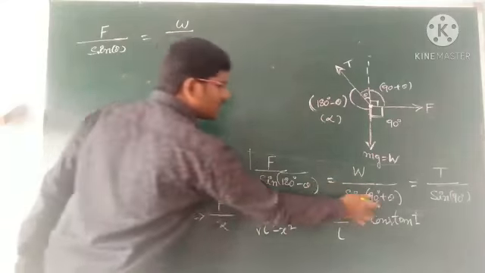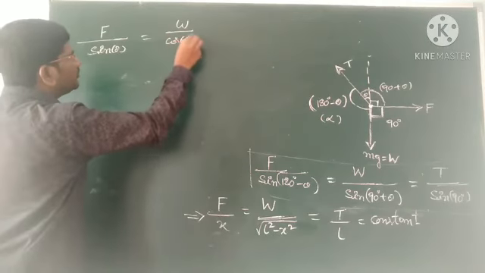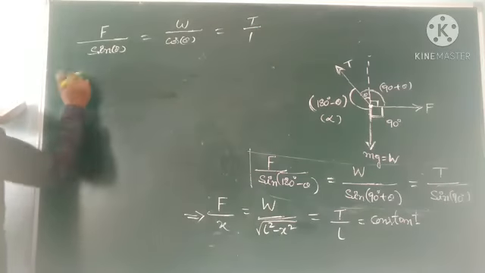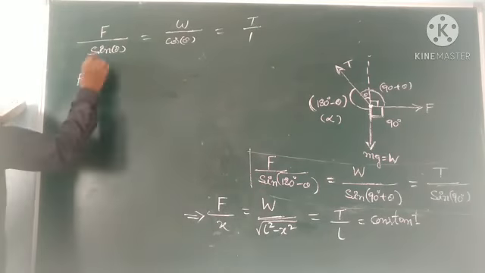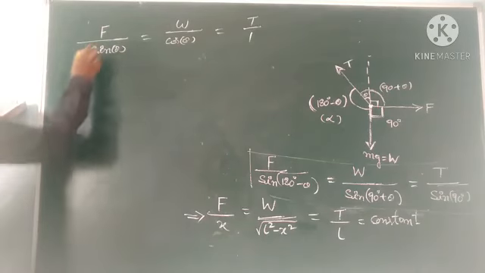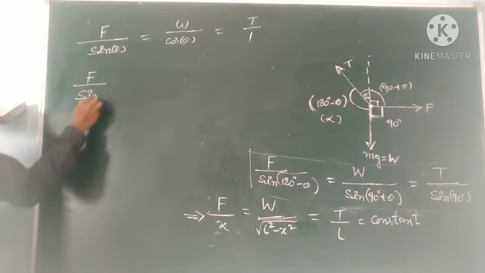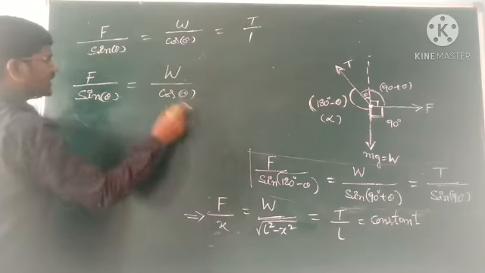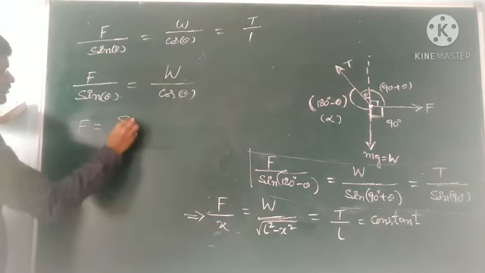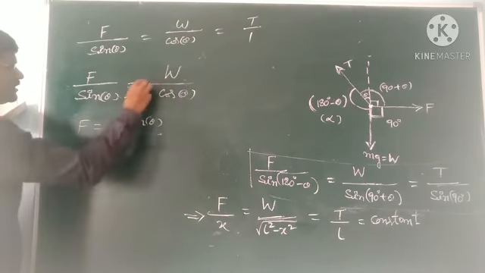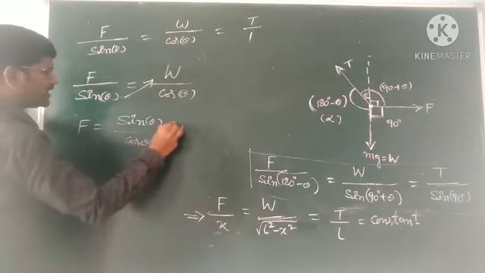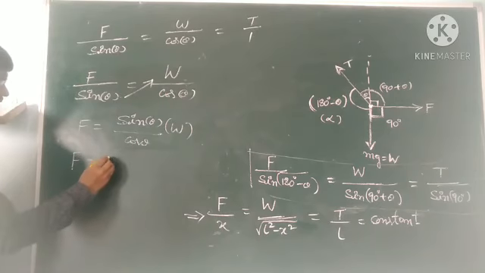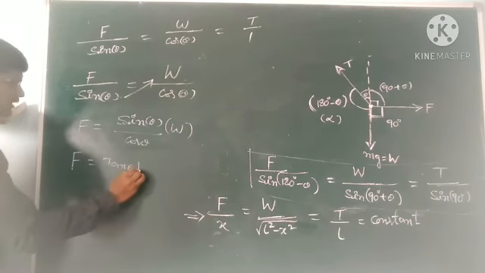So odd multiple of 90, sine will become cos, you know. So W by cos theta, which is same as that of T by 1. Then we can write like this: take these two quantities only, F by sine theta is equal to W by cos theta. Then F is equal to, by cross multiplication, sine theta by cos theta into W, so F is equal to tan theta into W.